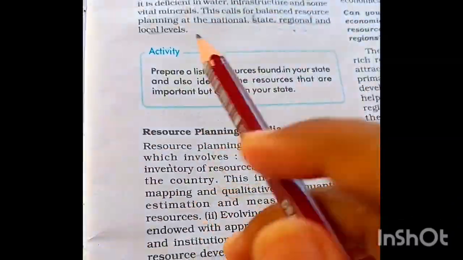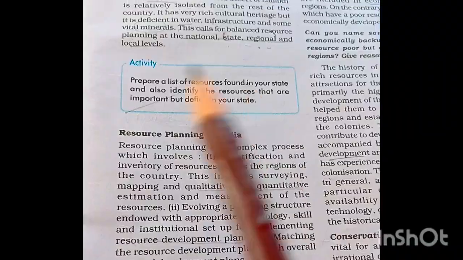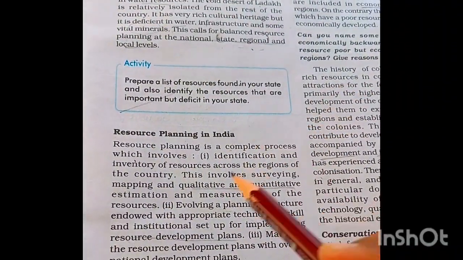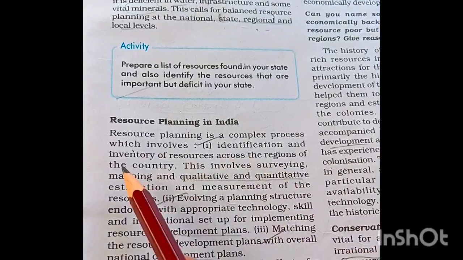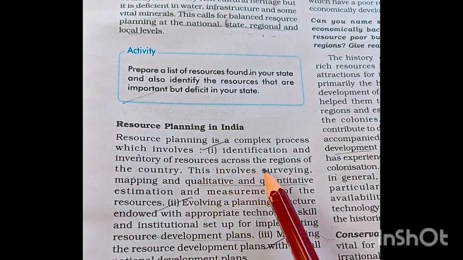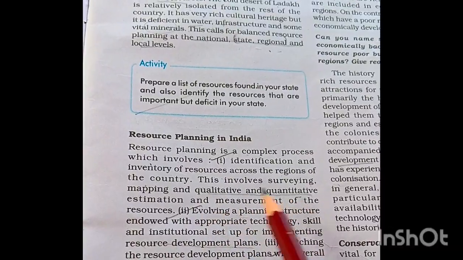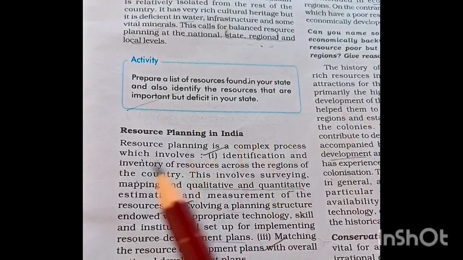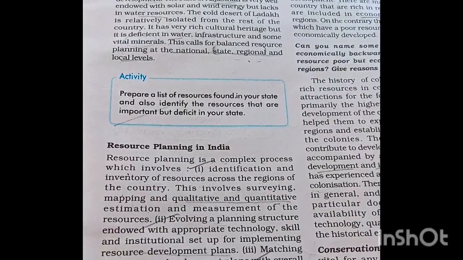Now we have an activity. Then we have resource planning in India. How is it happening? Resource planning is a complex process. We have three steps. First, identification and inventory of resources across the regions of the country. This involves surveying, mapping, and qualitative and quantitative estimation and measurement of the resources. So we are going and seeing which place has more resources, and what kind of resources are rich there.